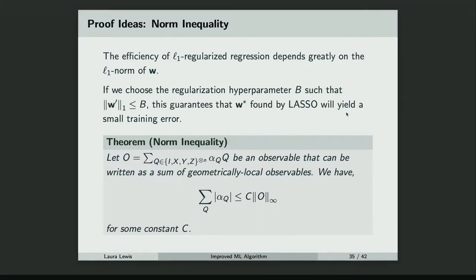And we expect that this norm inequality could be used for other learning theory tasks. It's something that's general. It's not specific to our setting, other than that O can be written as a sum of geometrically local observables. And oftentimes in learning theory, we do care a lot about the one norm of things. So we expect this could be useful in other settings as well. And we need this in order to bound the one norm of W prime.